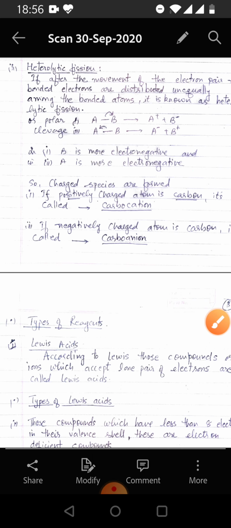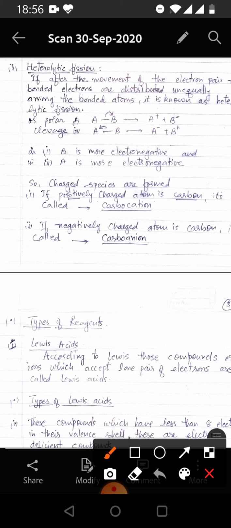Now if the positively charged atom is carbon, then it is called a carbocation, and if the negatively charged atom is carbon, it is called a carbanion.